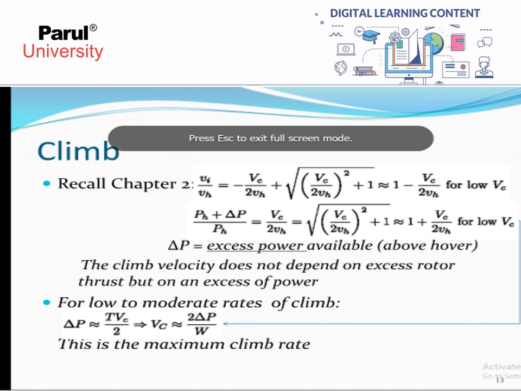The climb velocity does not depend on excess rotor thrust but on an excess of power. For low to moderate rates of climb, delta P is approximately equal to W Vc by 2, so Vc is approximately equal to 2 delta P by W. This is the maximum climb rate. I think we can understand this slide. Now we can go for the next.